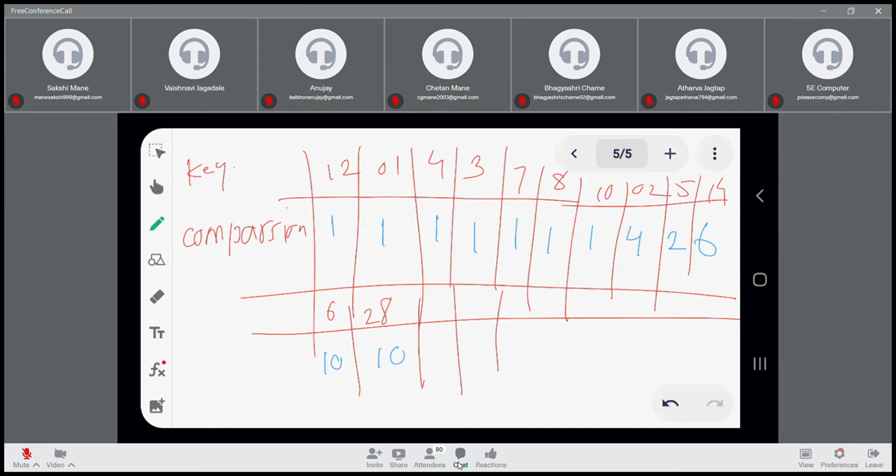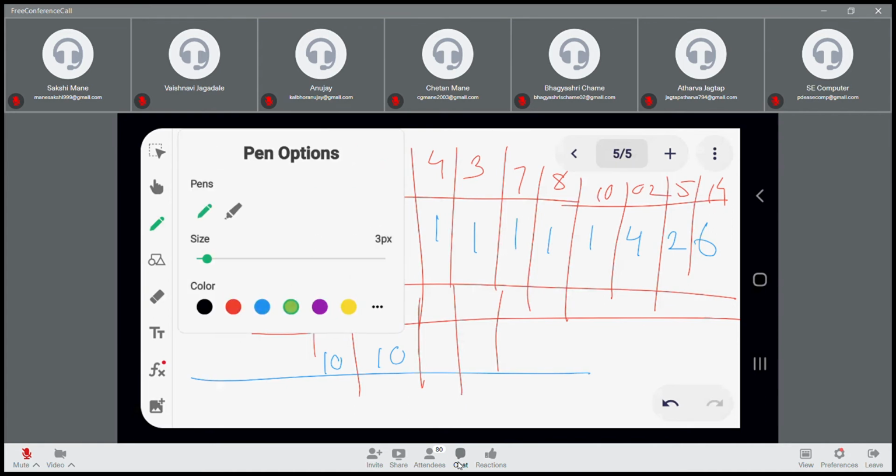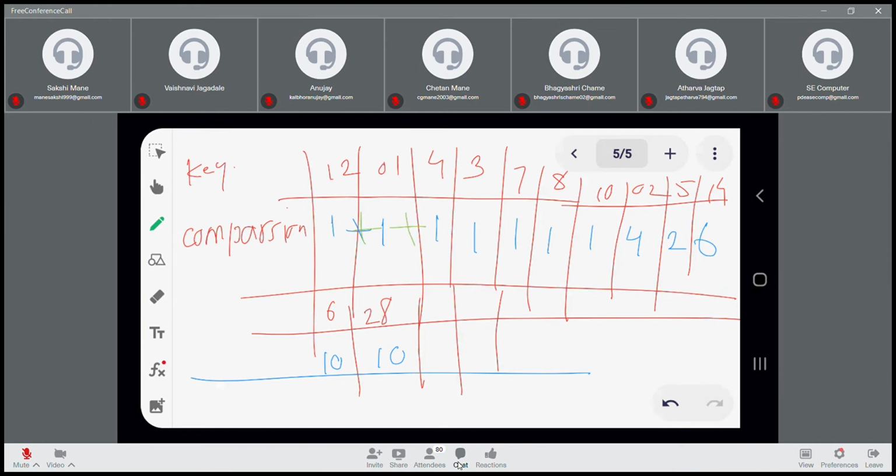Same for 28. Now the total number of comparisons is 1 plus 1, 1 plus 1 plus 1 plus 1, and so on. Take the addition of all this. Tell me the answer. What is the addition? 39. Correct. So the answer is 39.